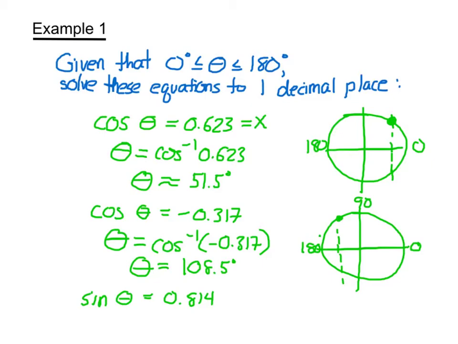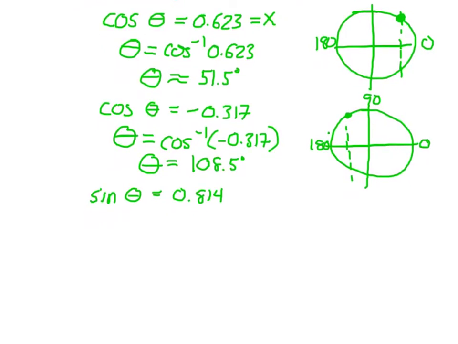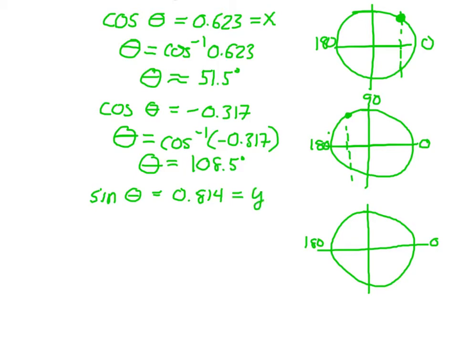And so far, the unit circle seems to be nothing more than a check in these problems, but when we start dealing with sine here, you'll see that it's actually pretty important that we check our work with the unit circle. So in this case, we're looking at sine theta equals 0.814. And again, we're dealing only with angles between 0 and 180 degrees. But remember now that sine is actually the y-coordinate.